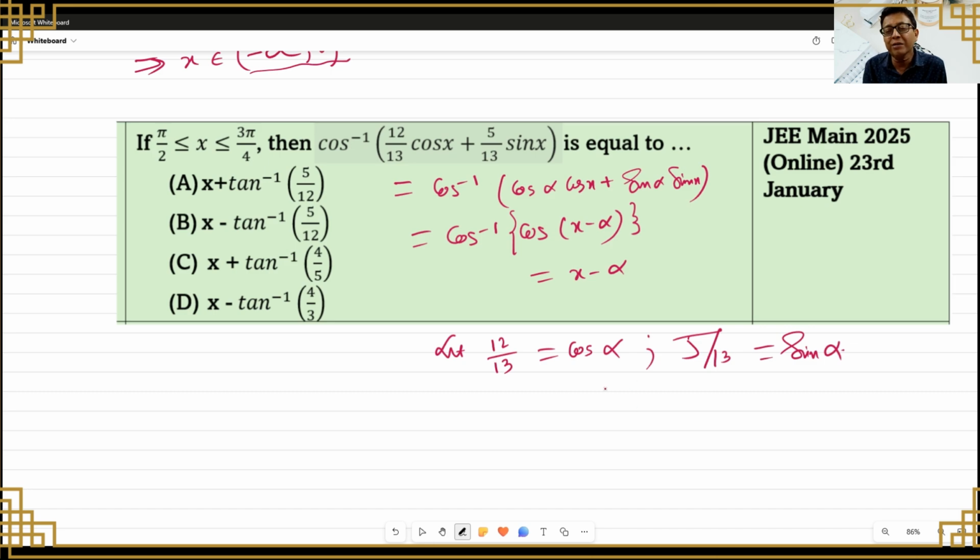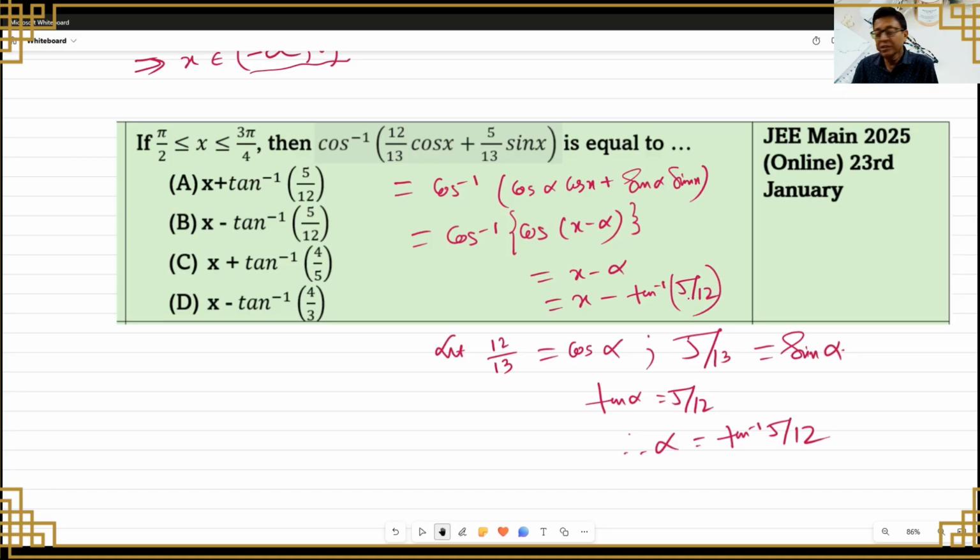What is alpha over there? Just if you divide sin by cos, alpha is tan inverse 5 by 12. It has come so easily. X minus tan inverse 5 by 12. See the question being asked, and this technique, those who are board examining, it will help them also. This question can arise there.